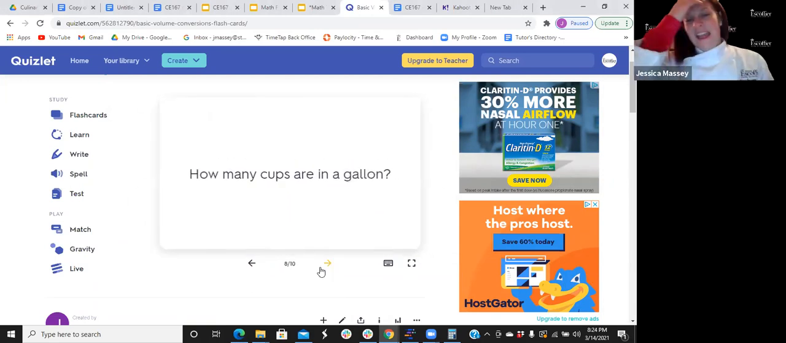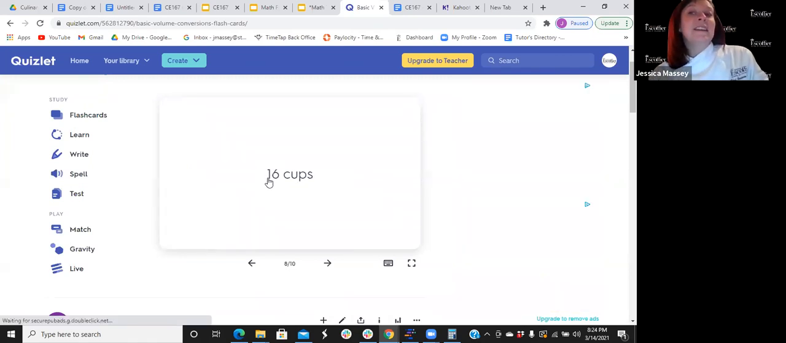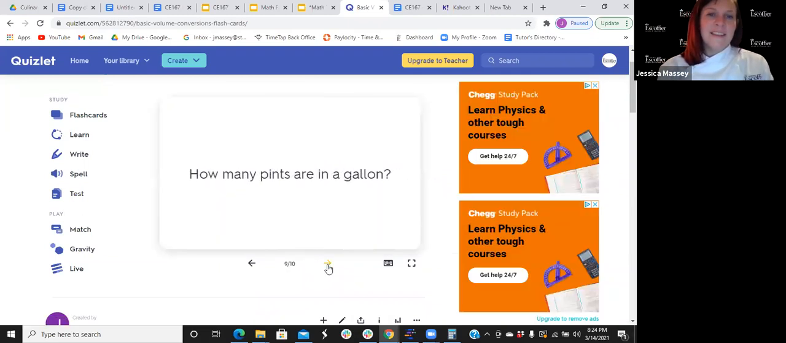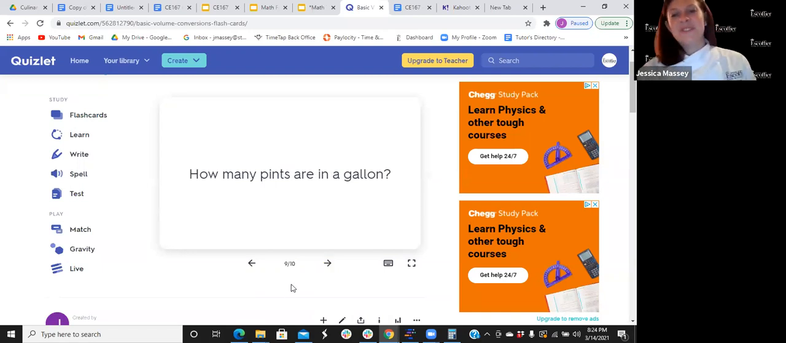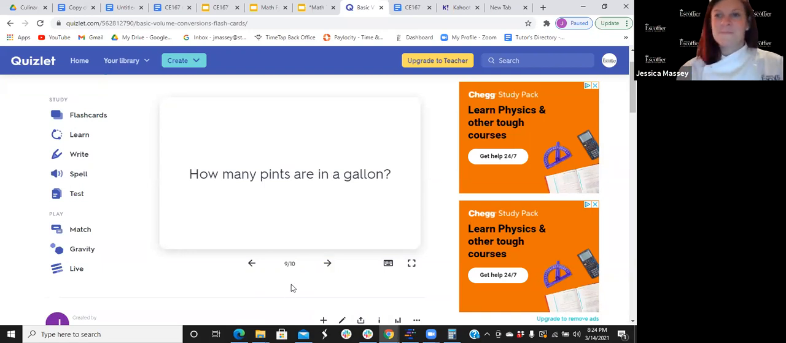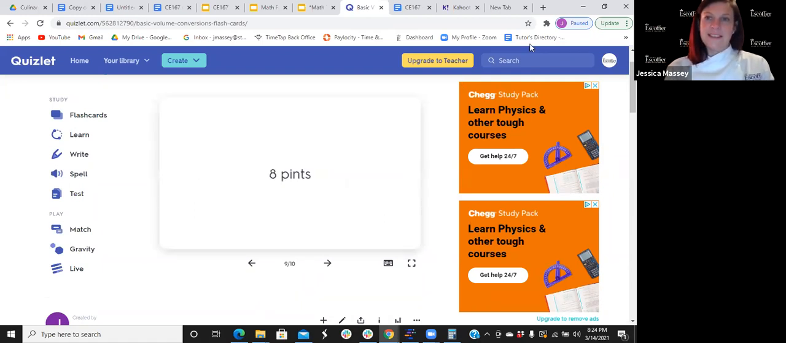Perfect. And if you're not getting this, say something, please. Throw something in the chat, give me a thumbs down. All right, how many cups are in a gallon? Did we get 16? Nice. How many pints are in a gallon? I think this one's on here twice, but I liked the number 10. Did we get 8 pints again?